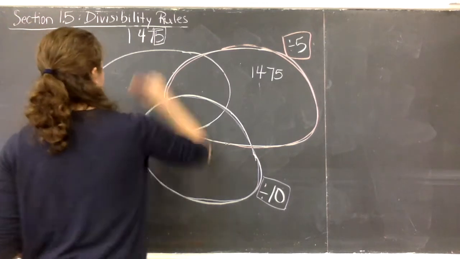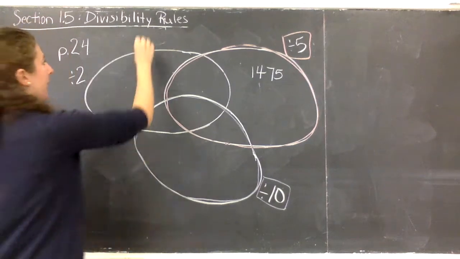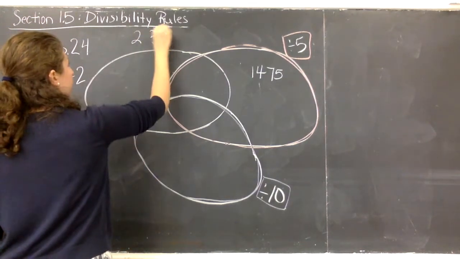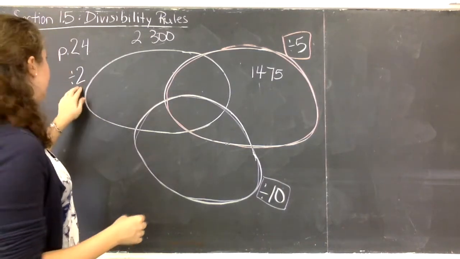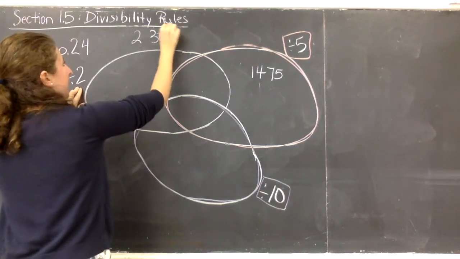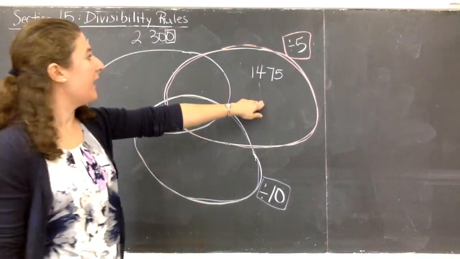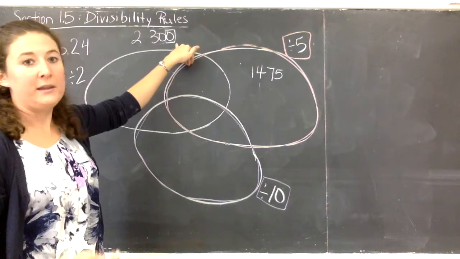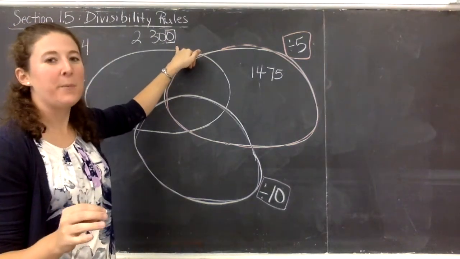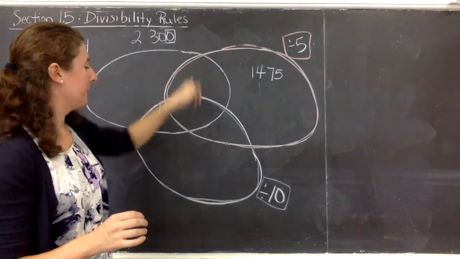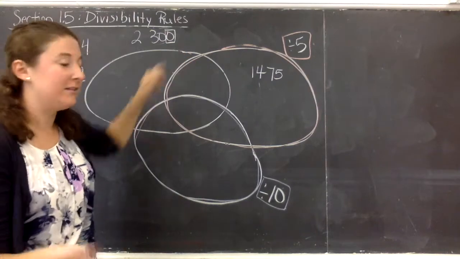If I take my next number, 2,300, same process. Is it divisible by 2? I look at my last one here. Yes, because it's a 0. Is it divisible by 5? No, because it's not a 5. Or, sorry, yes, because it is a 0. Sorry. Yes, it's divisible by 5 as well, because it ends in a 0. And is it divisible by 10? Yes, because it ends in a 0.